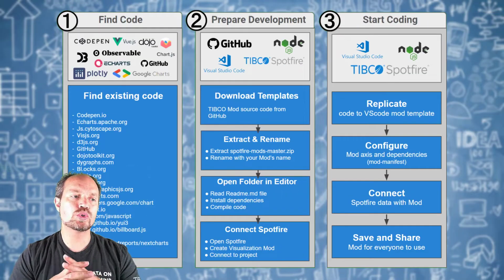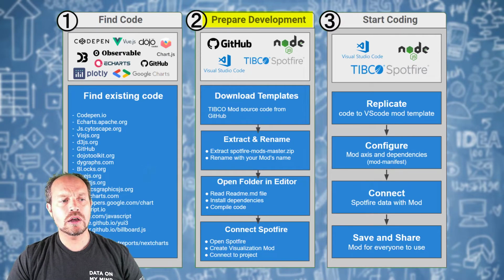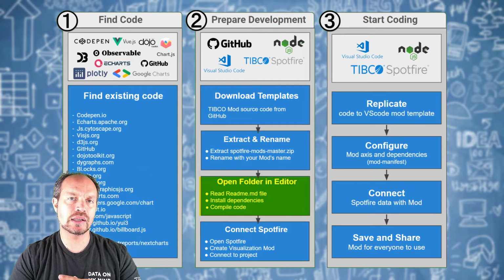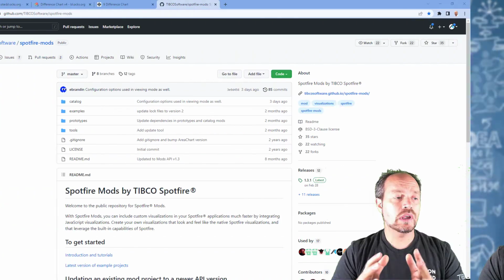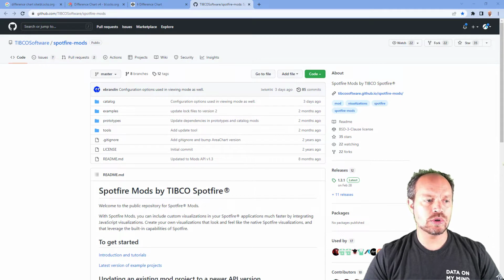Okay, let's move on to the second step, prepare development. Going very quickly through here, I'm going to GitHub and download the template. Then I'm going to extract this blank template, open the folder that I extracted in Visual Studio Code, go through the README file, install all the dependencies, compile the code, and connect Spotfire with the live server from Visual Studio Code. So here I am at the GitHub TIBCO Software account under the Spotfire Mods repository.